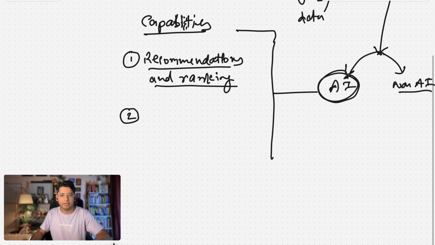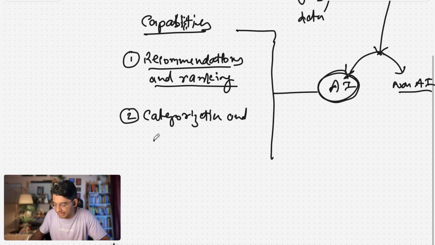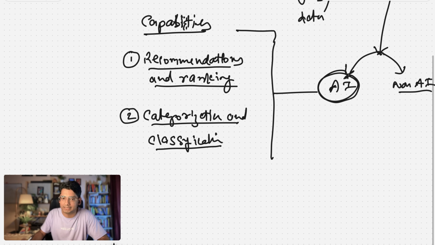The second use case of AI is going to be categorization and classification. By categorization and classification, I mean, consider that you are a product manager at Gmail, and you want to understand whether the incoming mail is spam or not spam, and whether you should put it into an update folder, social folder, or promotion folder. So AI can automatically understand the content of the email and classify it into spam, non-spam, promotion, social, or update folders.